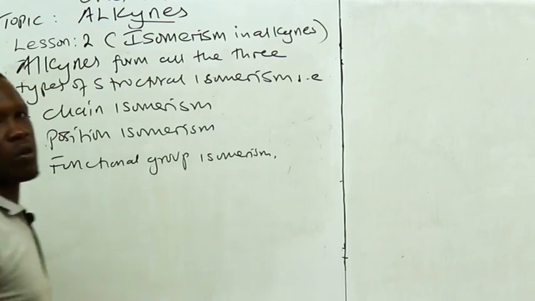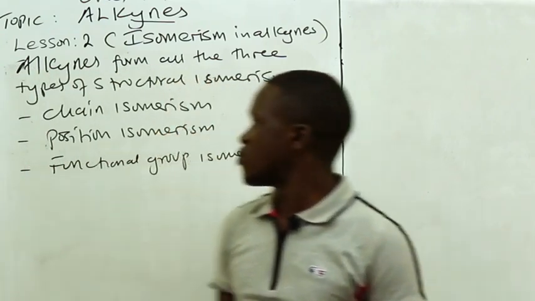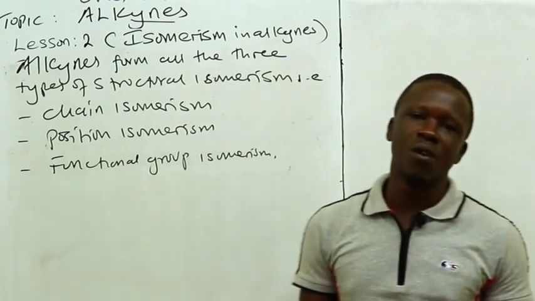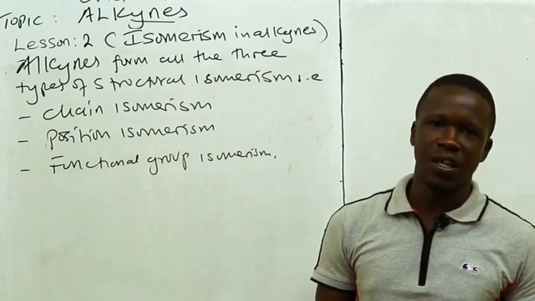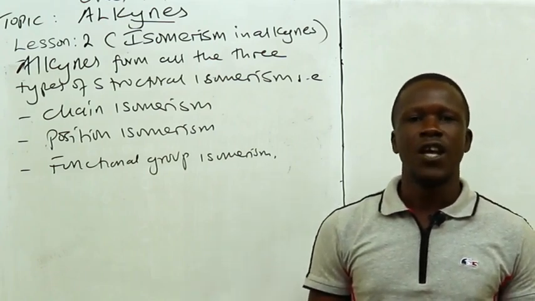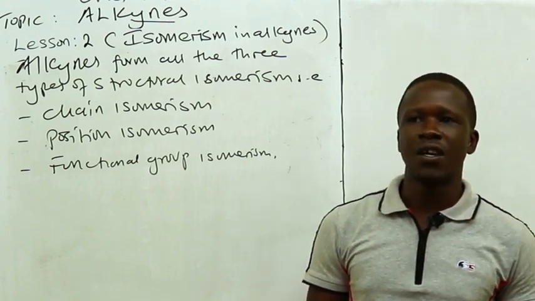One thing that we also need to know is that these types of isomerism in alkanes are only exhibited by alkanes with more than 3 carbon atoms. So you don't find ethane having isomers. You do not find propane having isomers.